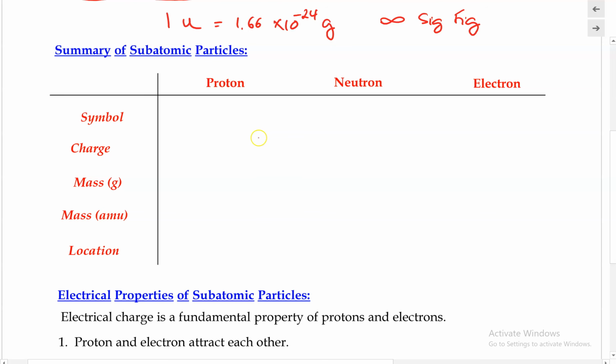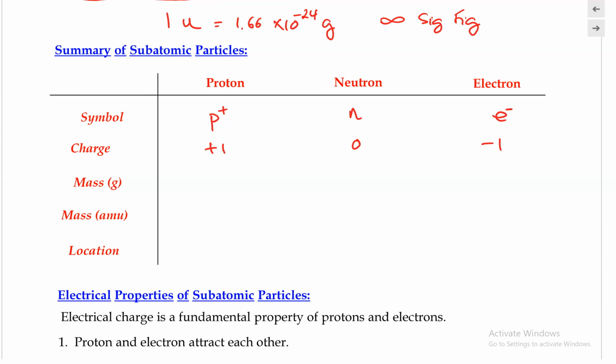And here is a summary of some of the properties of the three subatomic particles. So first, the proton. The symbol of the proton is P, and because the charge of the proton is positive 1, we put this plus charge right next to it. So that will be the symbol of the proton, and the charge is positive 1. As for the neutron, its charge is neutral, and therefore its symbol is simply N. And as for the electron, its charge is negative 1, and its symbol is e, and because it is negative 1, we put this negative charge right next to it. So those are the charges and the symbols of the three subatomic particles.